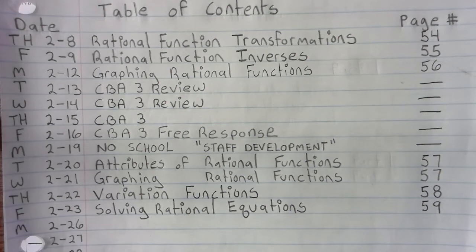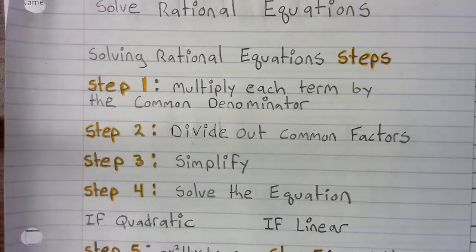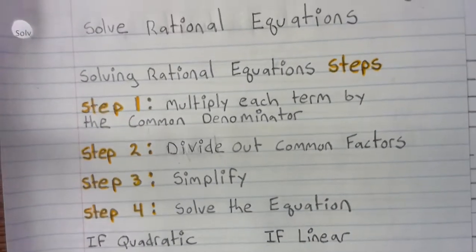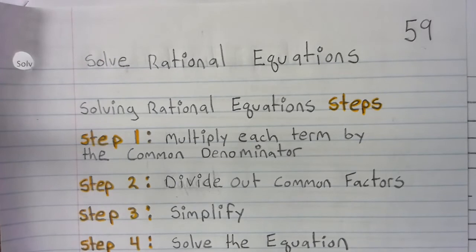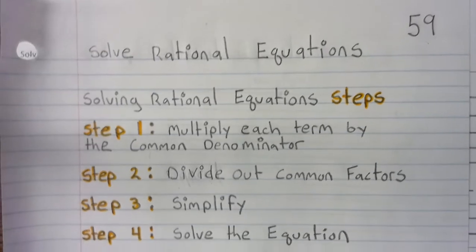Okay, Wildcats. Today we're looking at Friday, February 23rd, solving rational equations on page 59. If you would, update your table of contents. All right, now your table of contents are updated. Let's take a look at the notes. Solve rational equations on page 59.